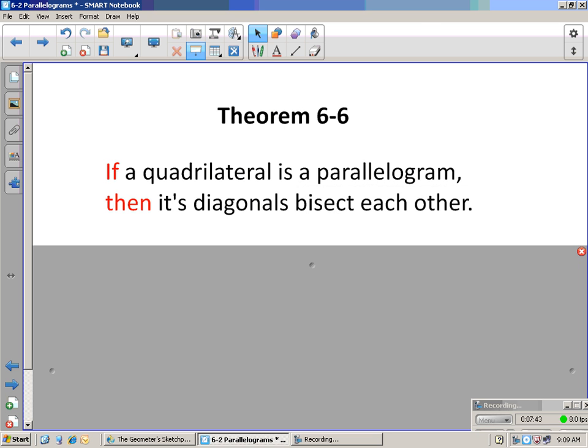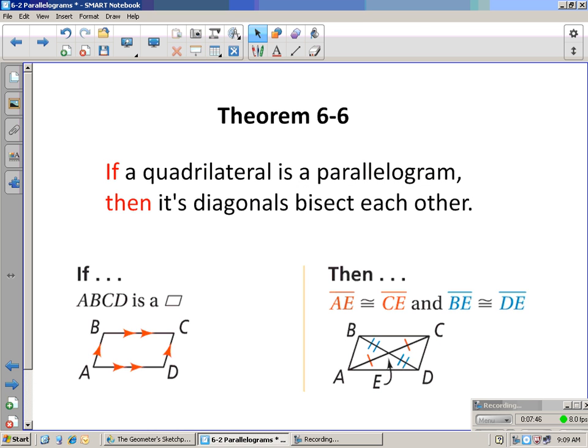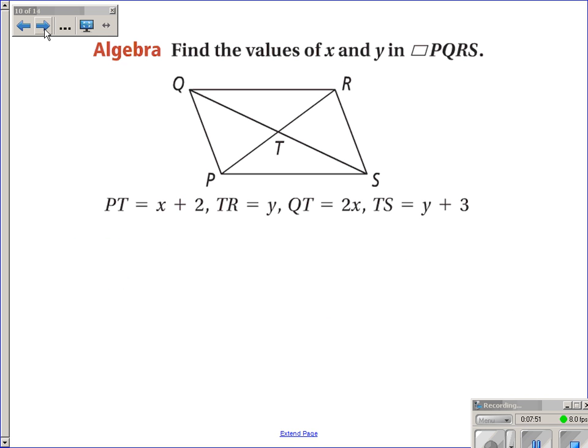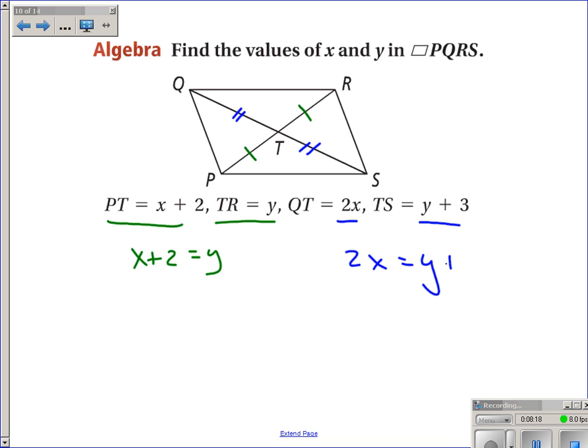The book says that they bisect each other. I think of it as them cutting each other in half. Okay, so let's use that. We just learned in our last slide that the diagonals cut each other in half, or they bisect each other. So PT will be congruent to TR, or that x plus 2 is equal to y. And also that QT is congruent to TS, so that 2x is equal to y plus 3.